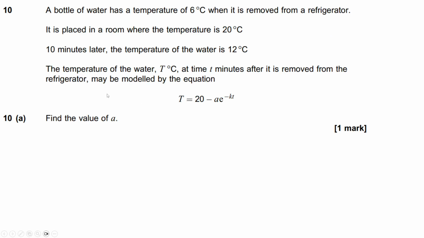Find the value of A. Okay, so a bottle of water has a temperature of 6 degrees Celsius when it's removed from the refrigerator. It's placed in a room where the temperature is 20. 10 minutes later, the temperature is 12.